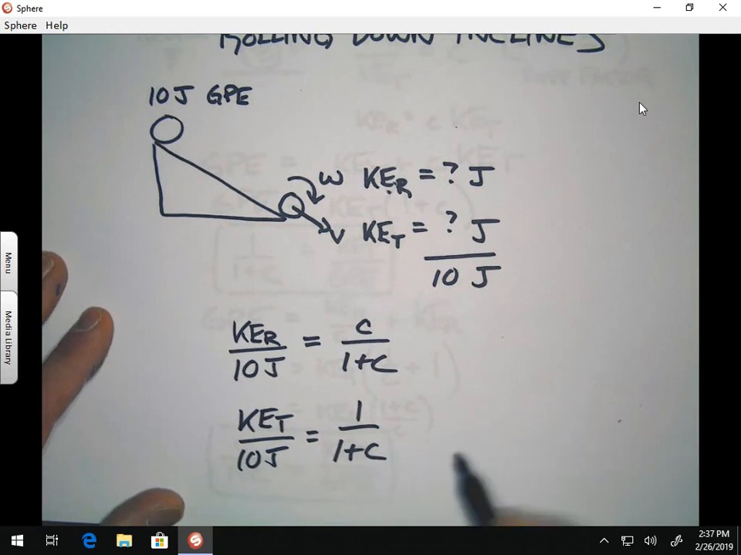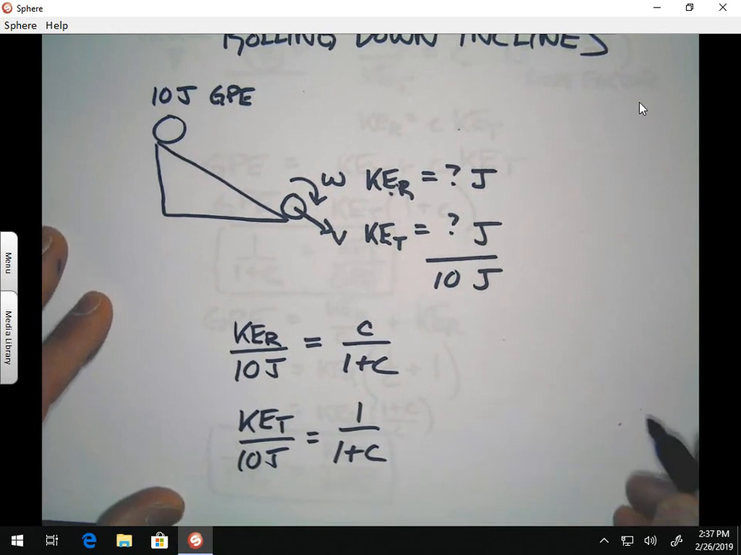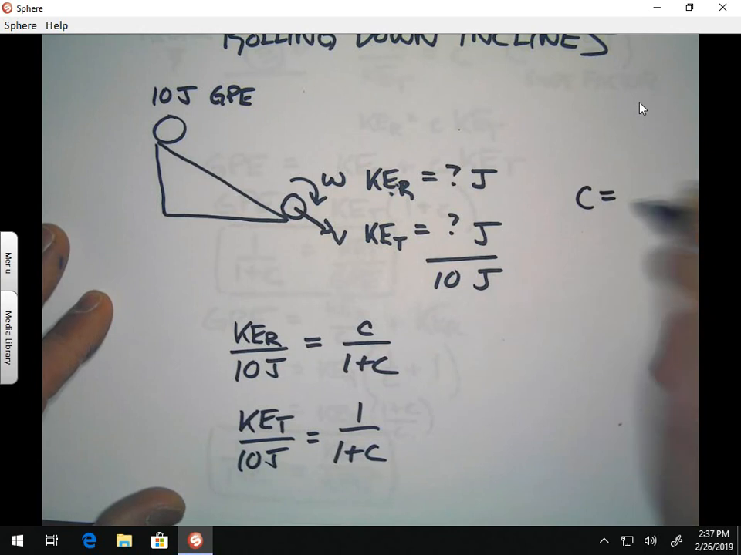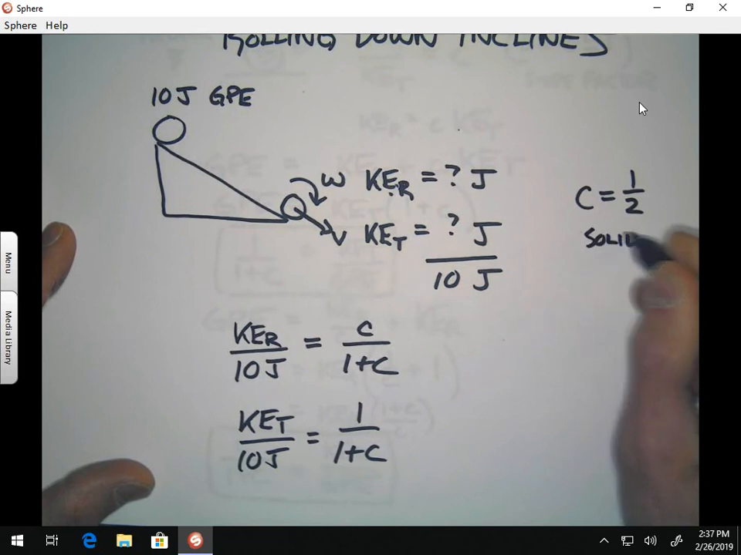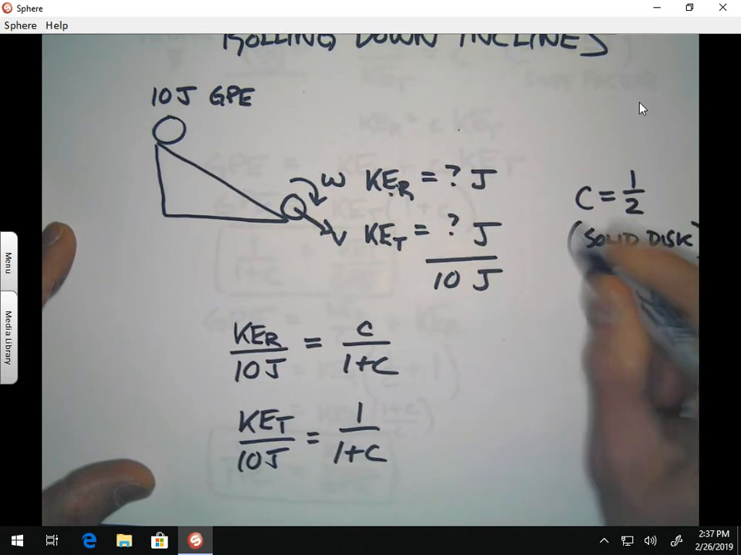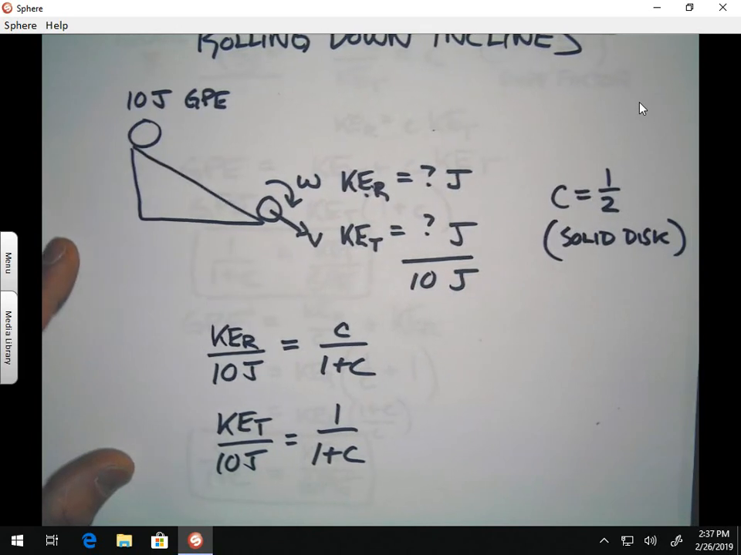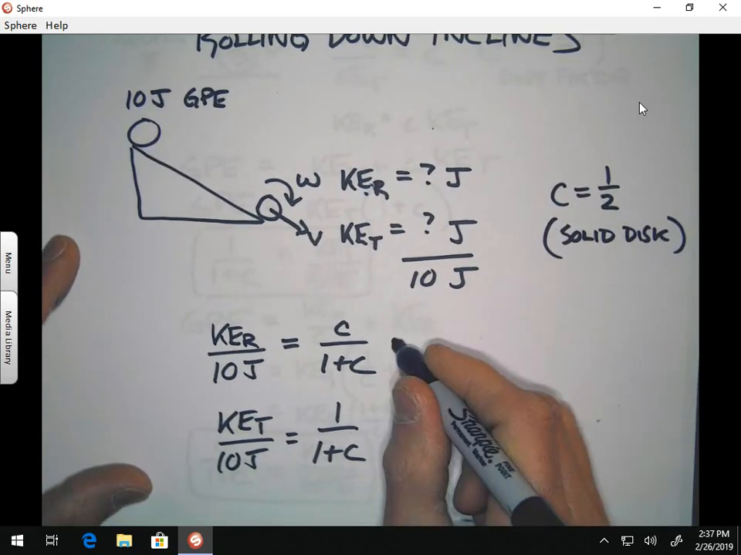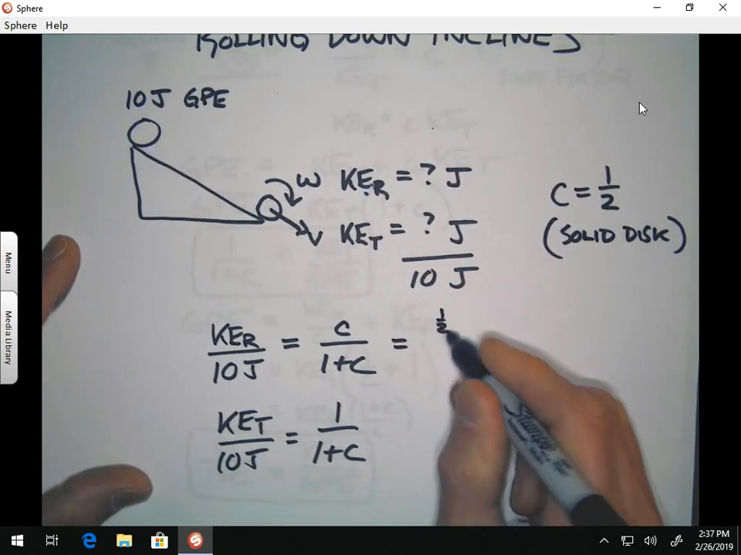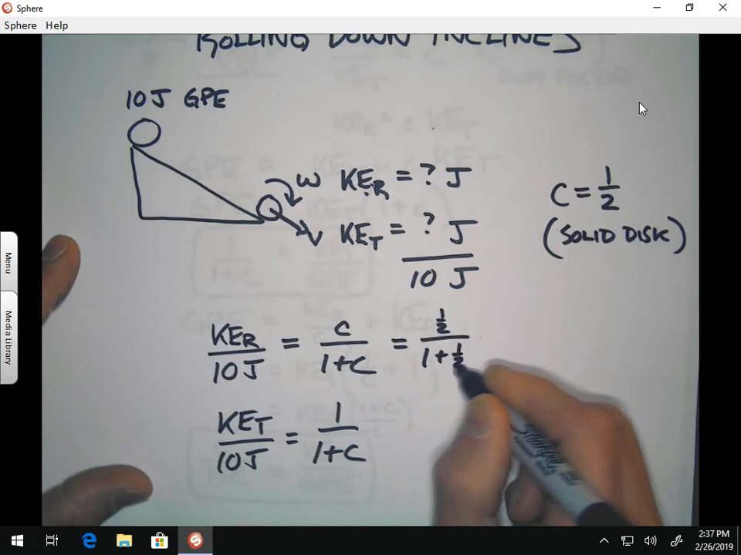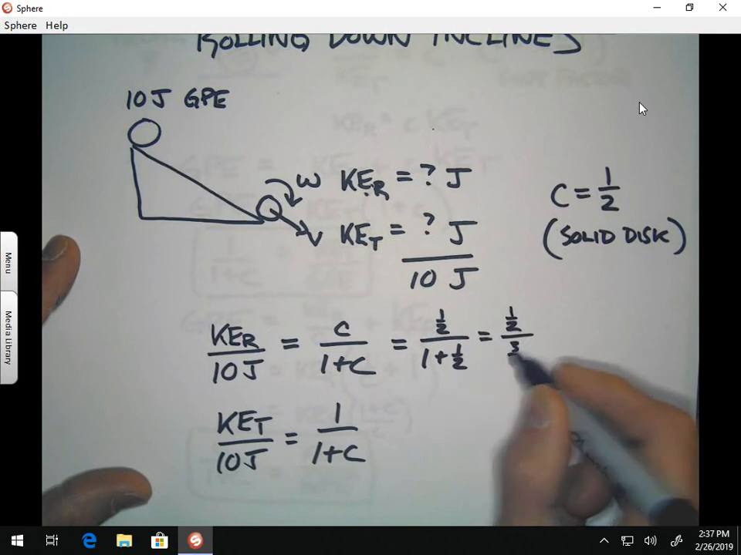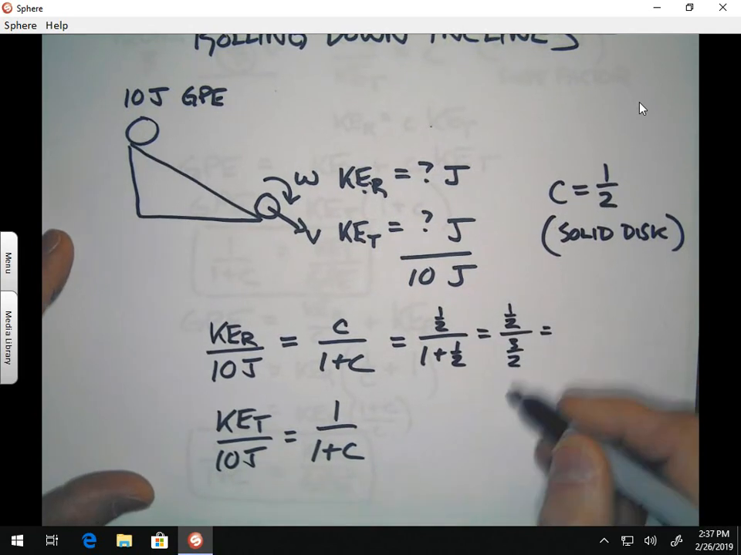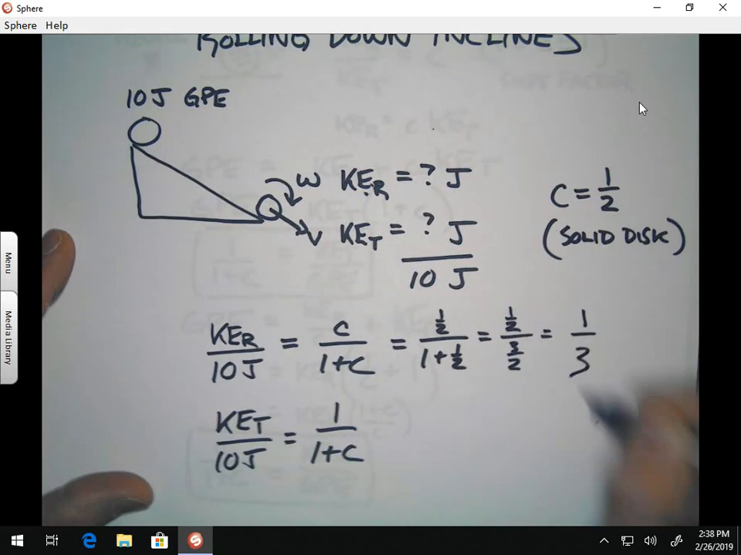Now we got to pick a shape, right? We have to pick a shape. So why don't we say that C is equal to, I don't know, let's make it 1/2. That's for a solid disk. Right? We're going to commit to that shape now. So what we're going to have here would be 1/2 over 1 plus 1/2. So that's 1/2 over 3/2, 1/3.